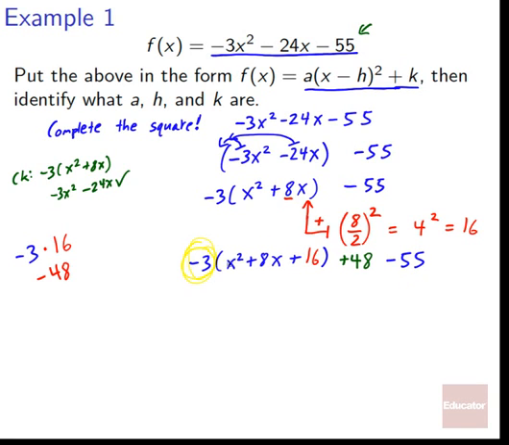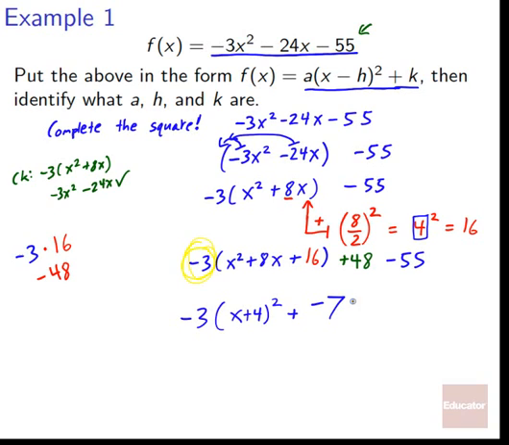Plus 48 minus 55. At this point, we just finish things up and collapse the stuff. X squared plus 8x plus 16 becomes x plus 4 squared. We know that because it's going to wind up being 8 over 2, which is 4. Let's check it real quick. X plus 4 squared: x squared, x times 4 plus 4 times x is 8x, 4 times 4 is 16. Great, that checks out. And then plus 48 minus 55. So 48 minus 55 becomes plus negative 7.